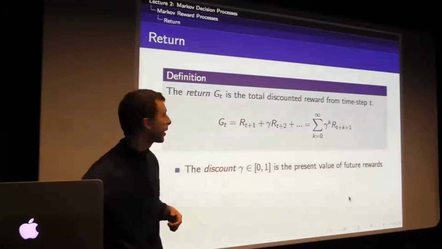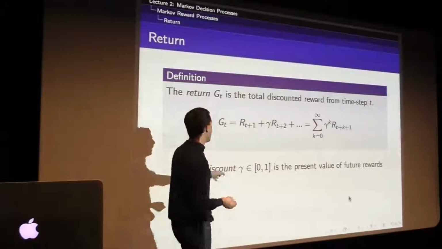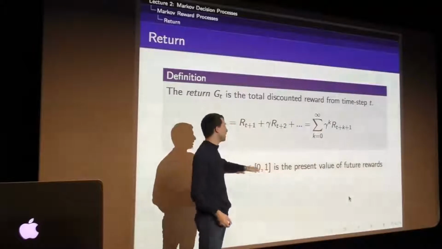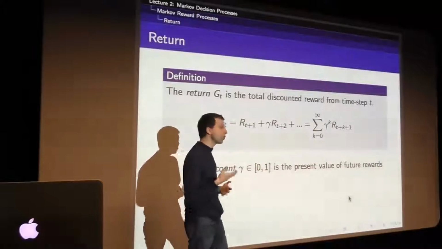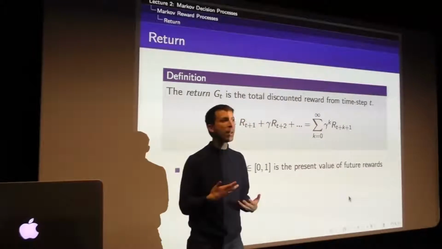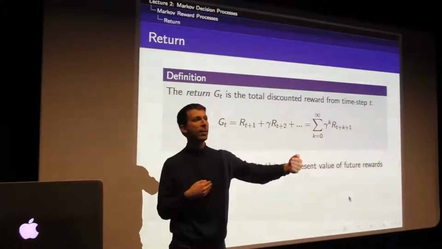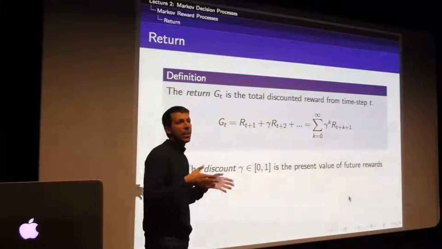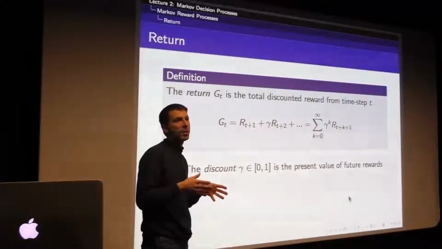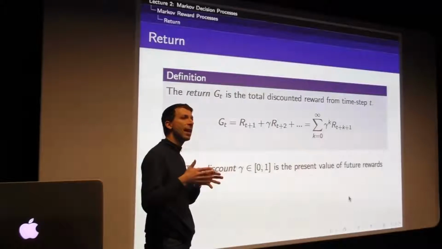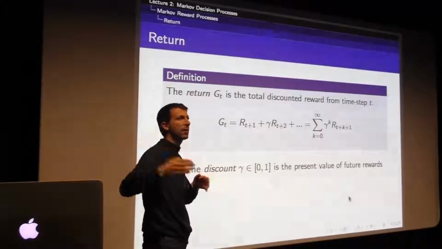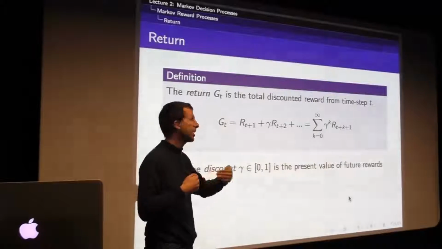So this discount factor has to be something between 0 and 1. It tells us, if you like, the present value of future rewards. It tells you how much I care now about rewards I'll get in the future. So if I'm at time step 10, and I know I'm going to get a reward at time step 20, then I should discount that an additional 10 times. It's 10 time steps into the future, so we're going to discount 10 more times.